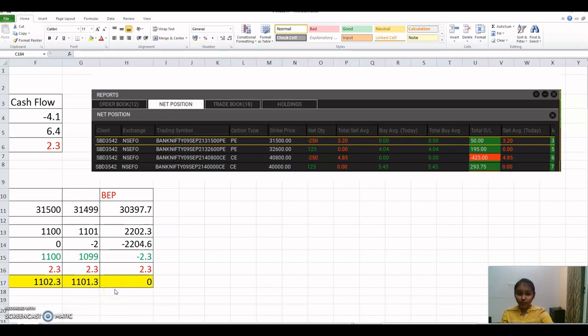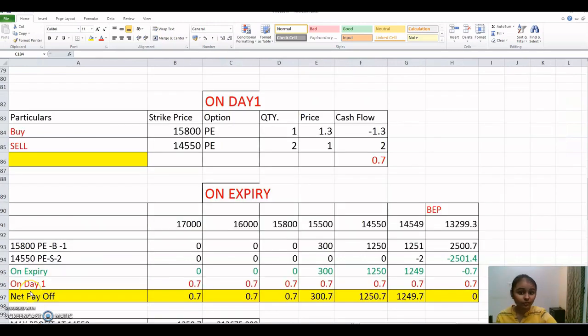Hi friends, so as you know, today we have executed short ratio put spread and short ratio call spread strategy. So on the screen you find the net position. Here I have bought 40,000 call 125 quantity, and here I have sold 250 quantity of 40,800 call, and in this one I have bought 32,600 put 125 quantity and 31,500 put 250 quantity.